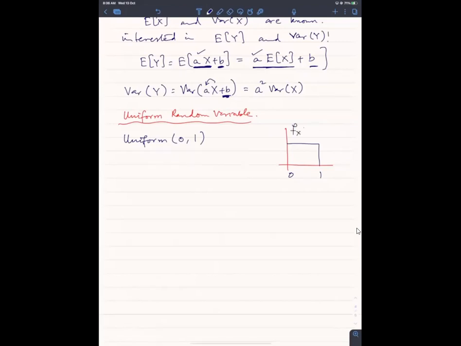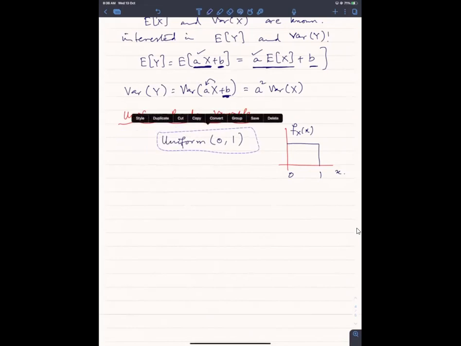So this is your density function PDF. This is small x here, and we say that x is uniform, इसको ऐसे लिख देते हैं between 0 and 1. You can also have uniform between some other numbers.